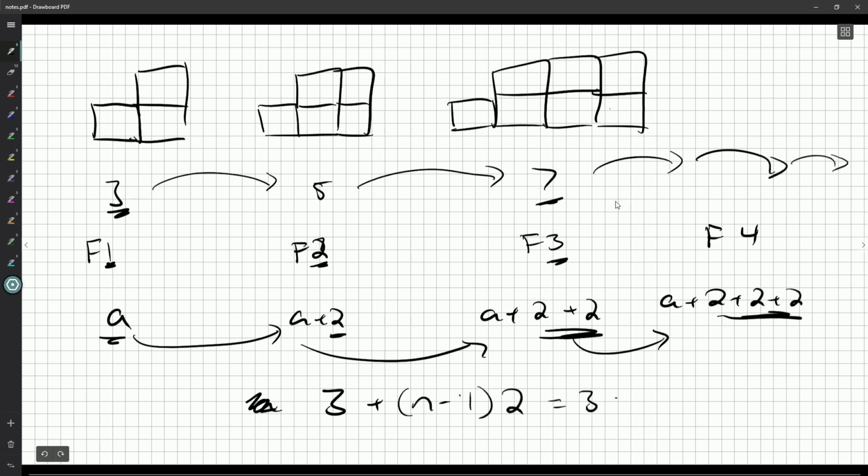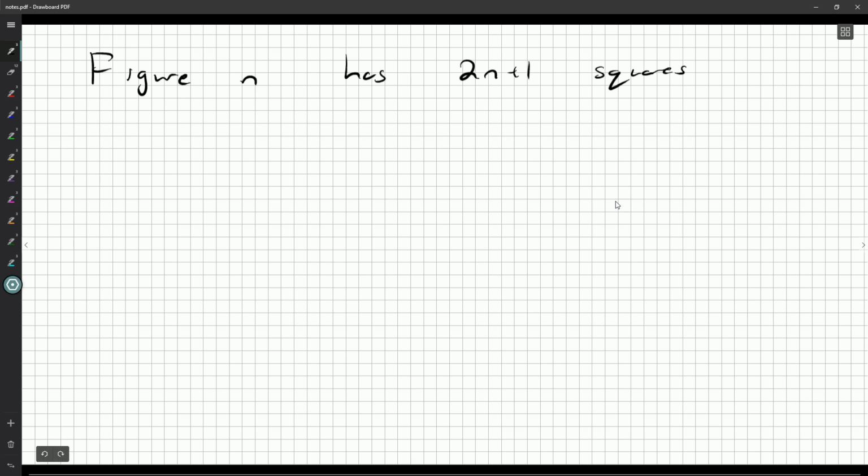And we can simplify that to 2n, 3 minus 2 is 1. So 2n plus 1. So you can either spy the pattern right away, or you can work it out. Either way is fine. Okay? But we want to show our work and explain this nice little pattern, so we can say, okay, figure n is 2n plus 1 squares. And now if they ask us for figure 8 or figure 88 or 8008, we're all set.